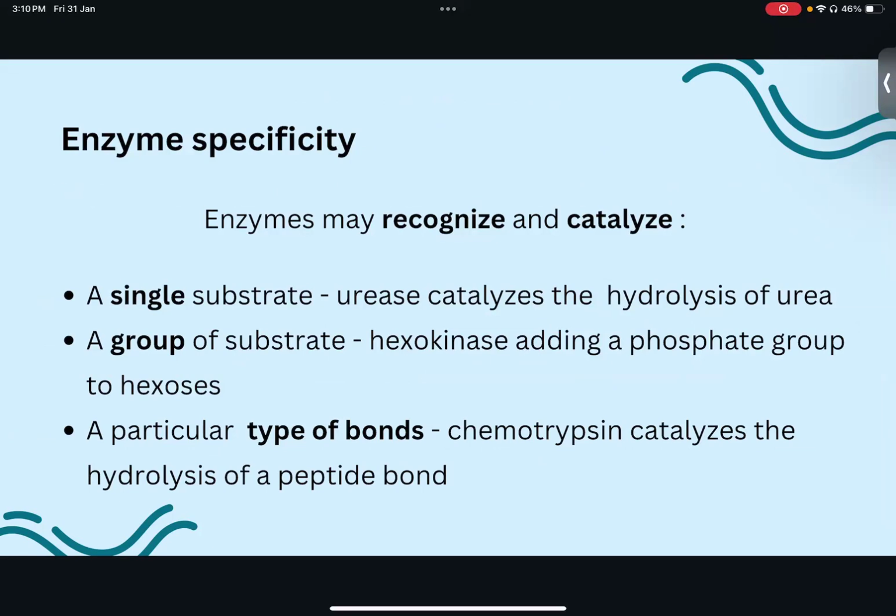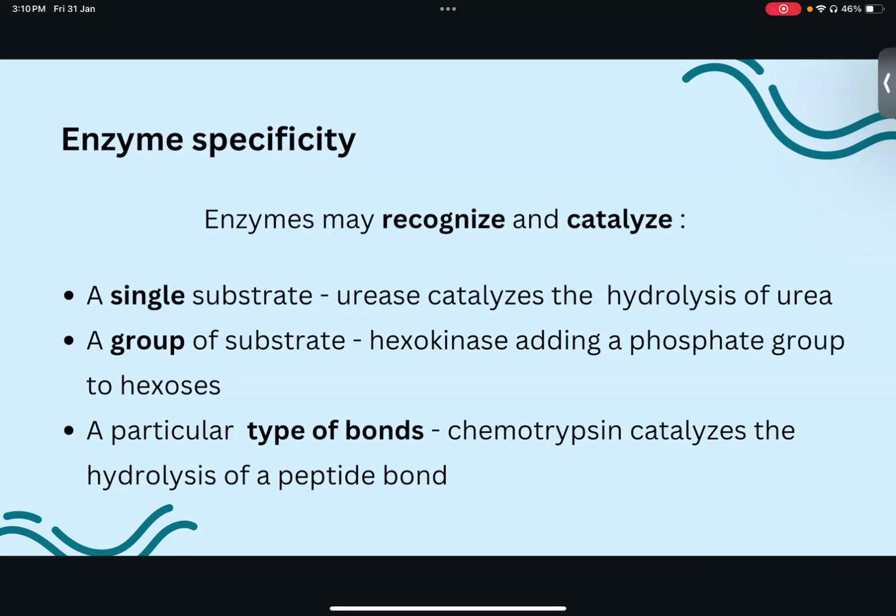We said that enzymes are specific. Enzymes may recognize and catalyze three things. Either they can recognize a single substrate, where the active site only recognizes one thing, such as urease, for example. This enzyme only catalyzes the hydrolysis of urea, and does not catalyze the hydrolysis of any other thing.